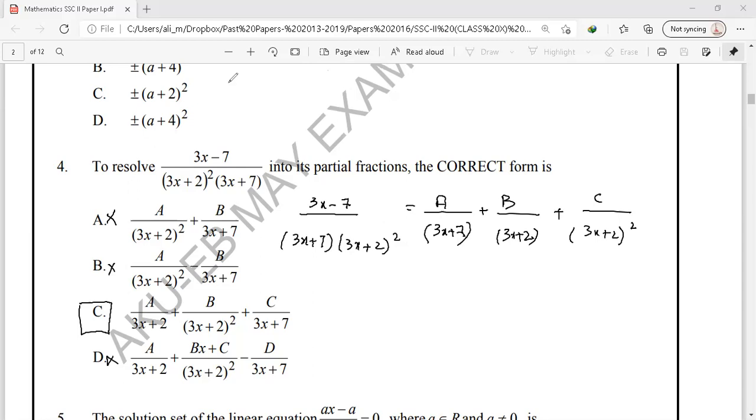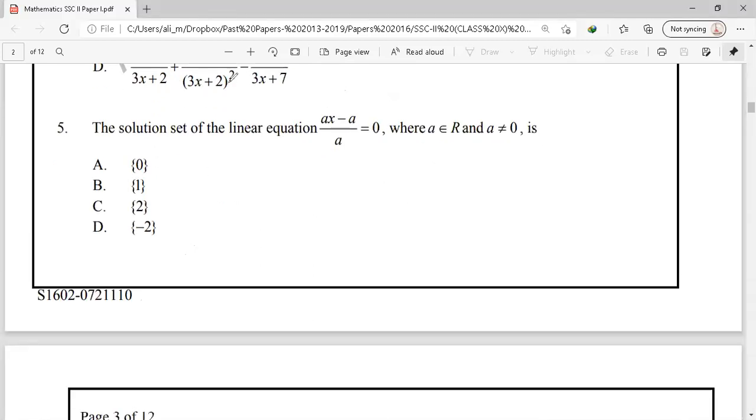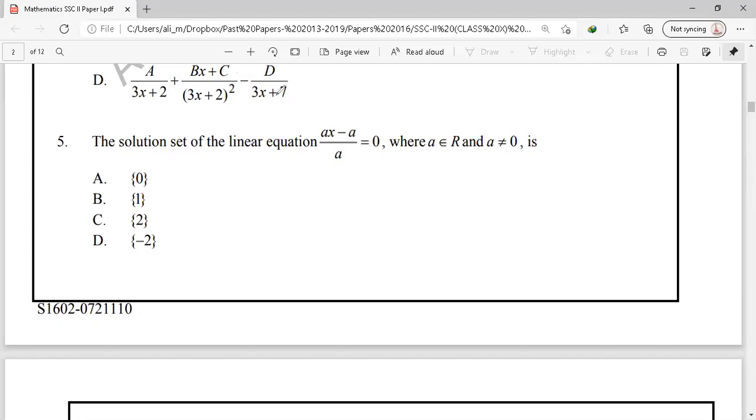Let's see question number 5. In question number 5, we have to find the solution set of this expression, (ax minus a) over a is equal to 0. So let's find the value of x. This a will be multiplied on the other side. We will have ax minus a equals to 0.